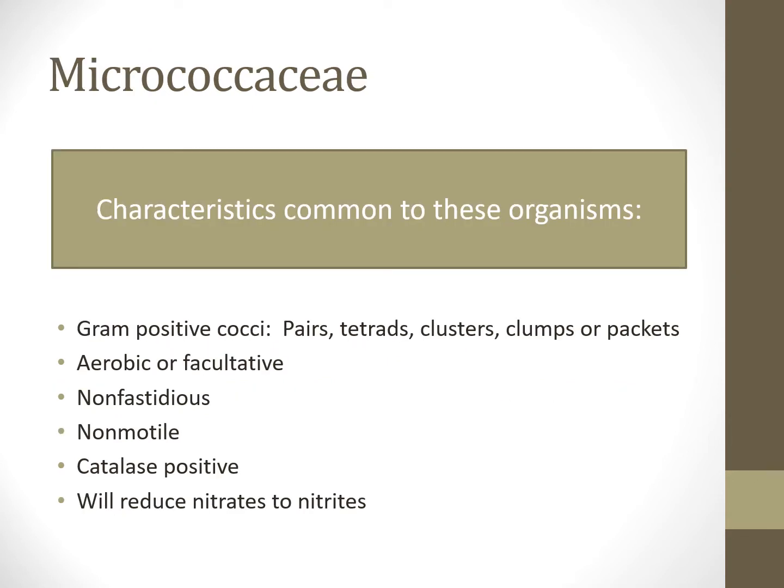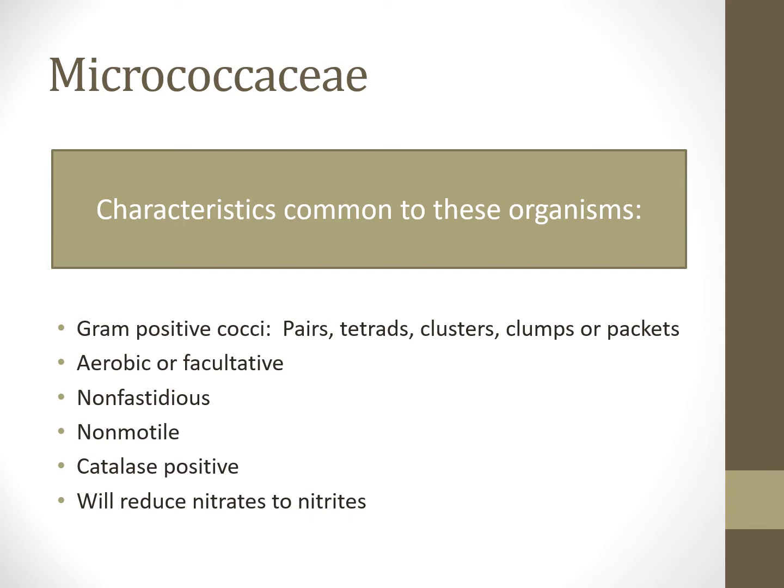So going back a little bit on the slide, we're going to talk about the Micrococcaceae, and we're going to talk about all of the characteristics that are common to these organisms. Okay. One such organism, of course, is Staphylococcus. Staphyl is Greek for bunches of grapes. So when you see the word Staphylococcus, it basically means that it gram-stains in clusters.